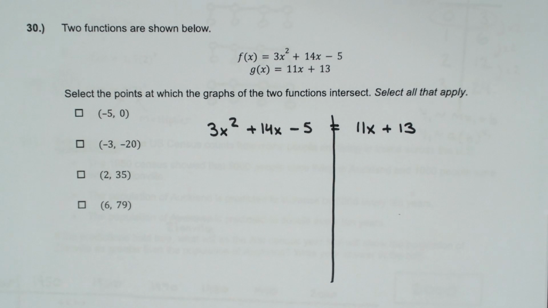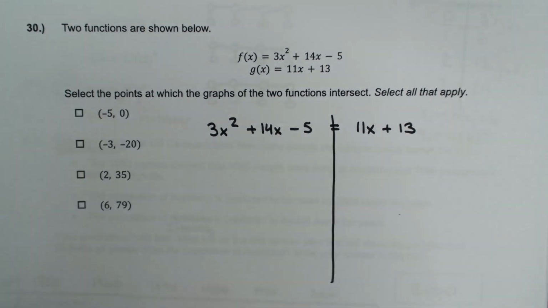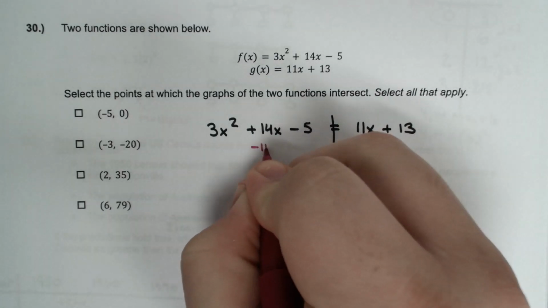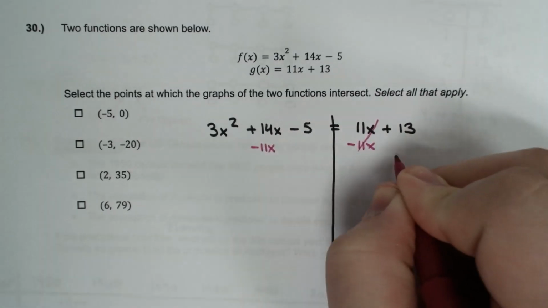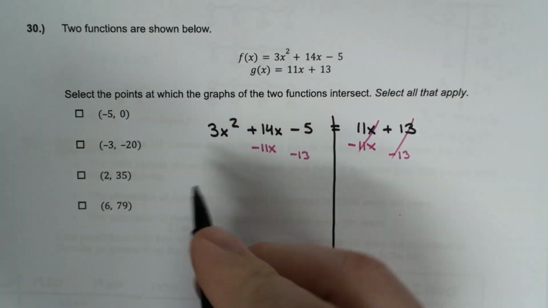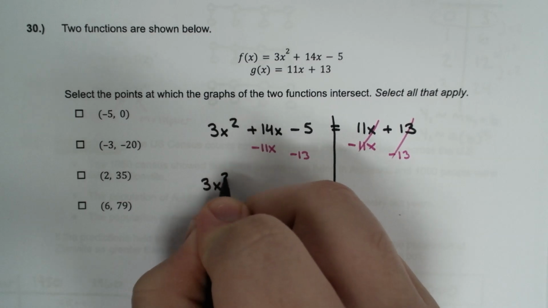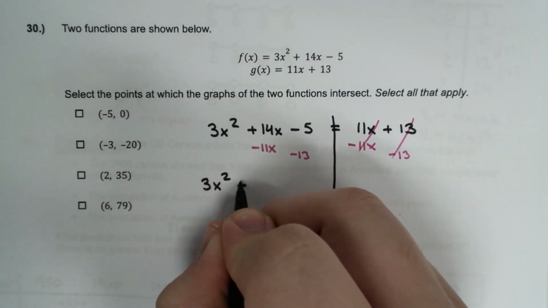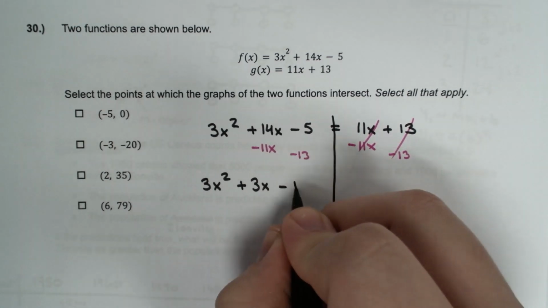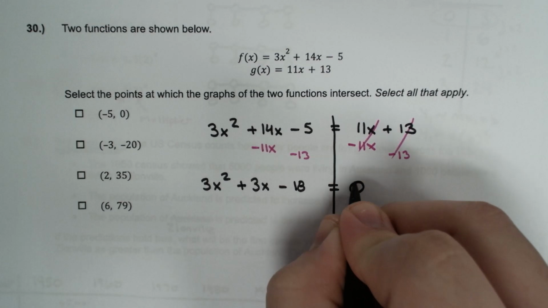I'm going to do this the long way first, just so that we can practice solving by factoring. Then I'm going to show you how to make this easier in Desmos. First thing I'm going to do, if I'm going to solve by factoring, is get everything over to the left side. So I'm going to subtract 11x. I'm also going to subtract 13. 14x minus 11x is 3x. Negative 5 minus 13 is negative 18. Equals 0.